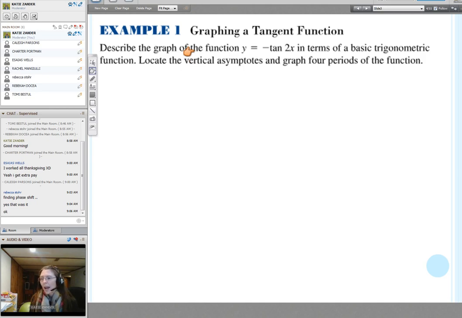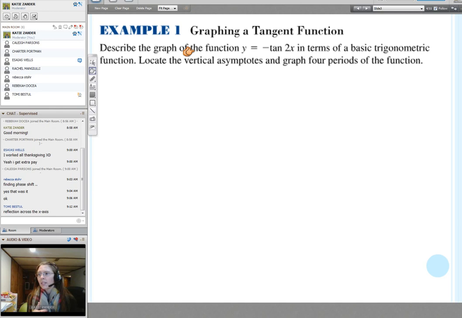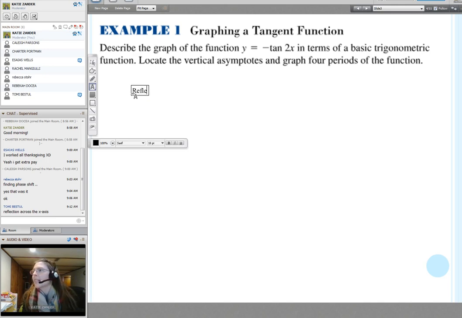So when it says describe the graph, it's asking for the transformations that are occurring. So are there any shifts, left, right, up, down? Are there any stretches, shrinks? Are there any reflections? That's what it means when it says to describe the graph. So let's go ahead and look at those transformations that are occurring. What's occurring in this? A reflection across the x-axis is the first thing that Tommy throws out. I like it. That's the negative sign.